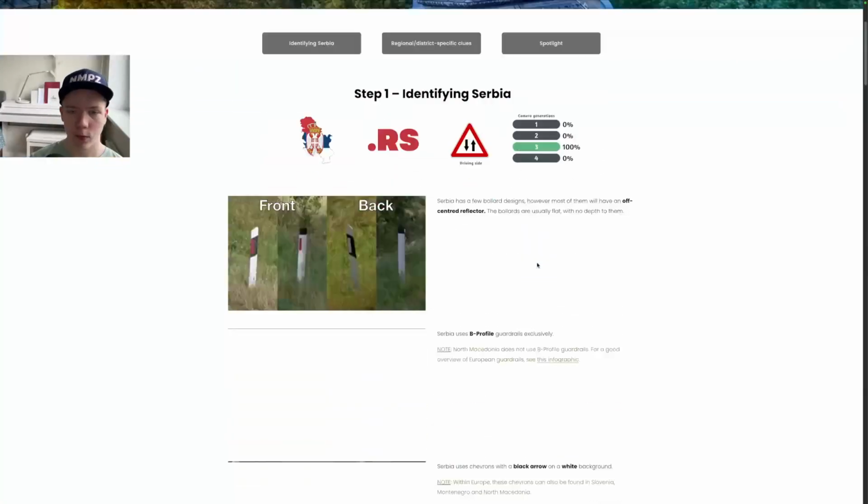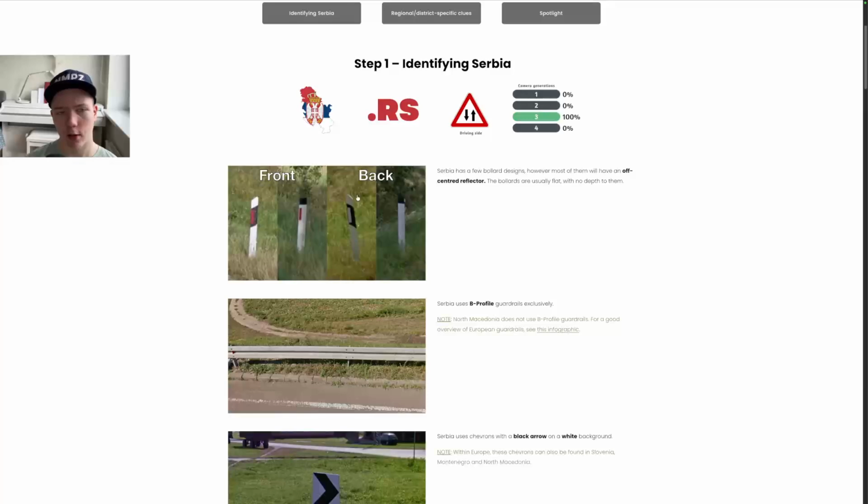Serbia. Serbia only has Gen 3, nothing else. A lot of different bollard designs. But yeah, this bollard is really similar to a quite similar one in Russia, actually, but also in Austria and Slovenia. You see this one, but here the reflector is off-center, and most of them actually have the off-center reflector, so I don't know why they've done that. Looks quite ugly.